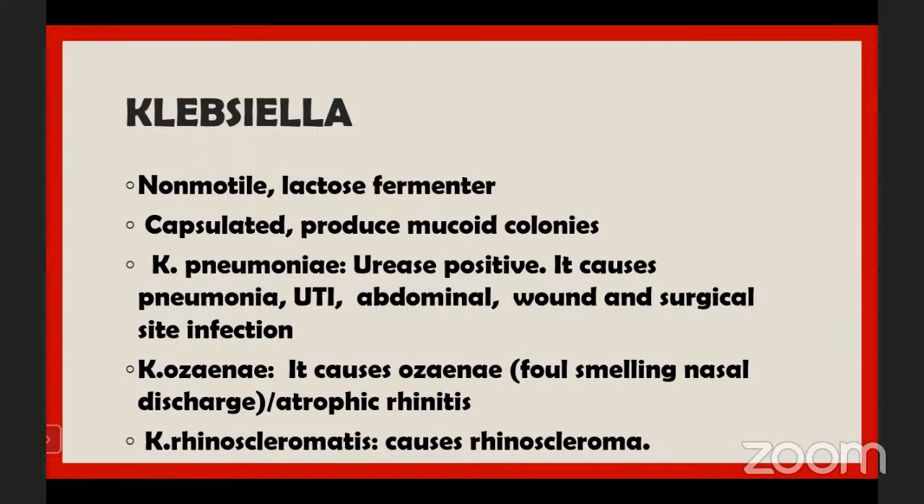Next one is the Klebsiella ozaenae species. It will cause ozaena, which means foul-smelling nasal discharge or atrophic rhinitis. Next one is Klebsiella rhinoscleromatis. It will cause rhinoscleroma.